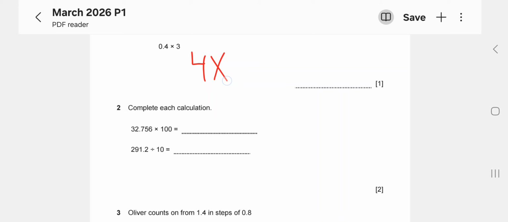Question 1. 0.4 times 3. We multiply normally. We say 4 times 3 is 12. Then put the decimal point. Here we have 0 point. Then I have only one number beside the decimal point. So also in the final answer, one number only. So the answer will be 1.2.